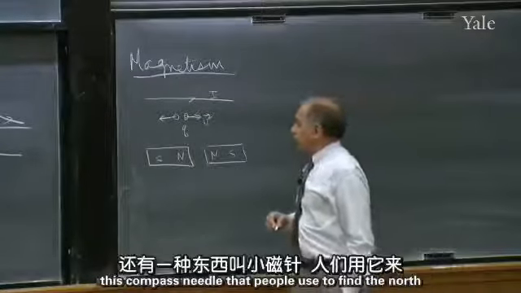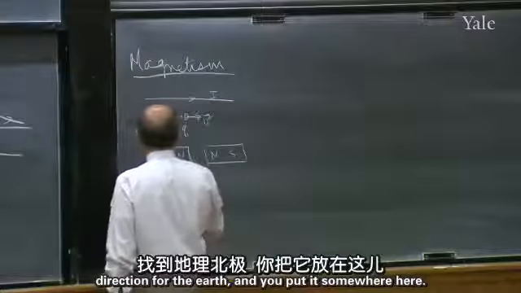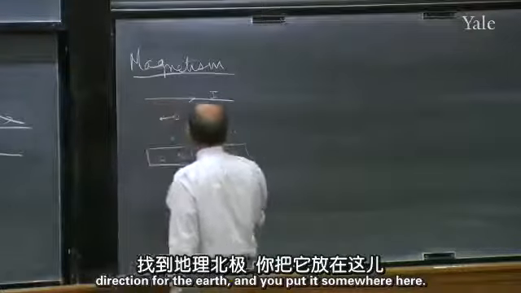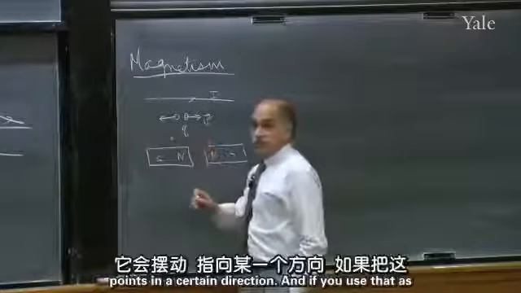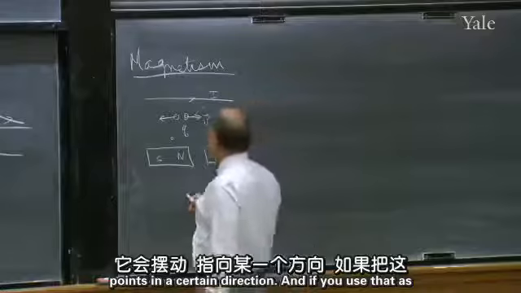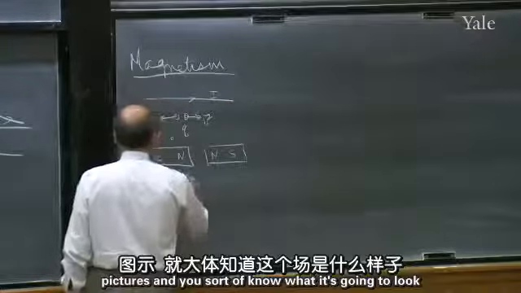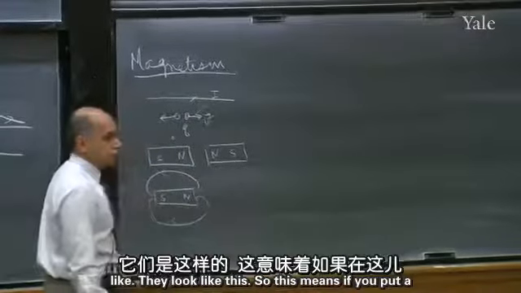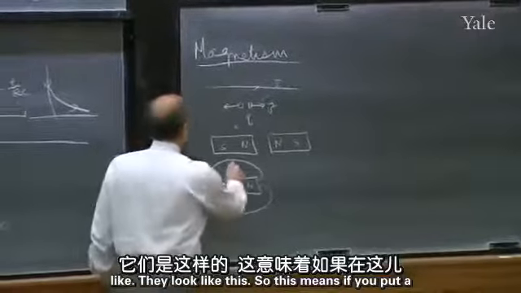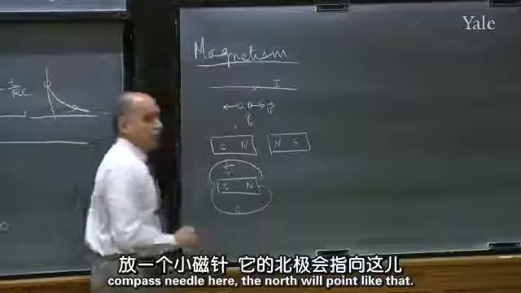Then you take this compass needle that people use to find the north direction for the Earth, and you put it somewhere here, you find that it swings, if it's free to pivot, and points in a certain direction. And if you use that as a direction of a certain field, you can draw these pictures and you sort of know what it's going to look like. They look like this. So this means if you put a compass needle here, the north will point like that.